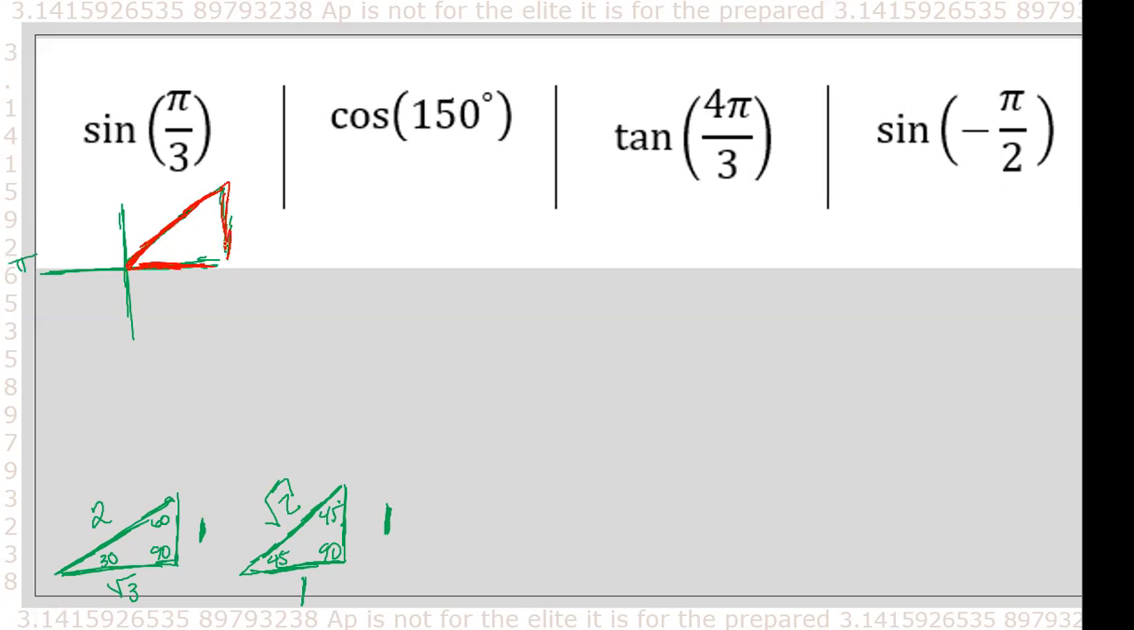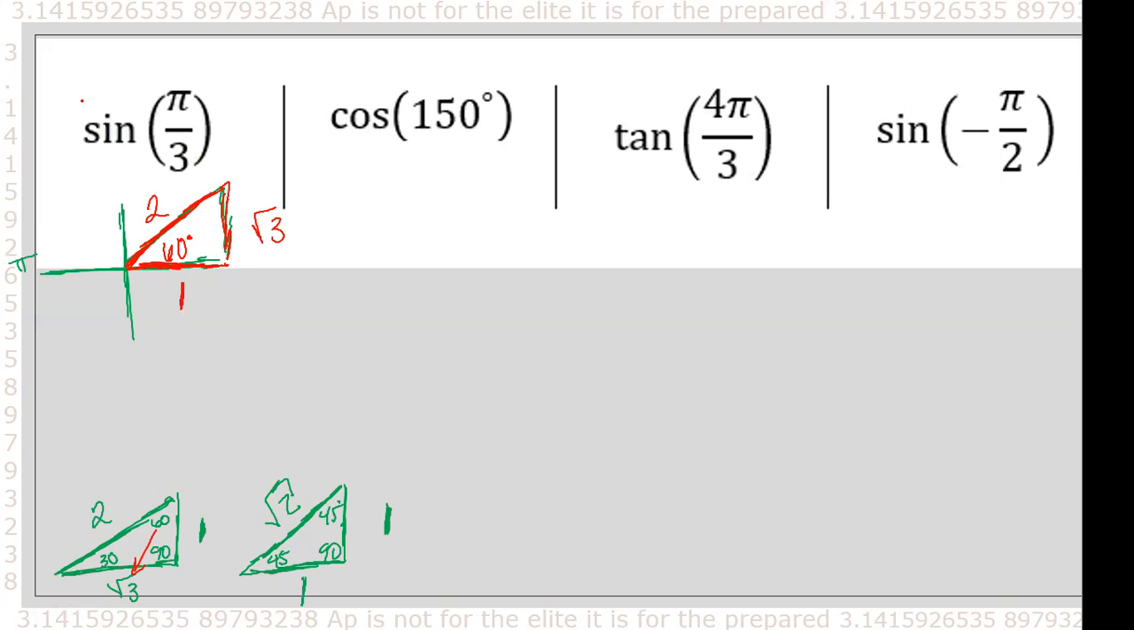A lot of my students like to convert this to degrees. So pi over 3, what is that in degrees? Hopefully you said that is 60 degrees. And the length associated with 60 degrees, we just saw, is square root of 3. Our hypotenuse is 2, and so that means my missing side is a 1.